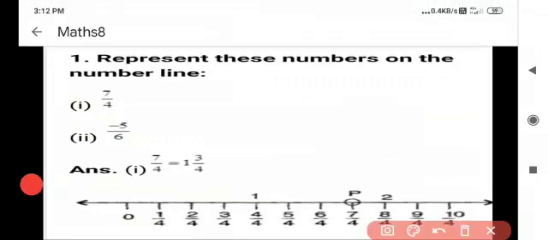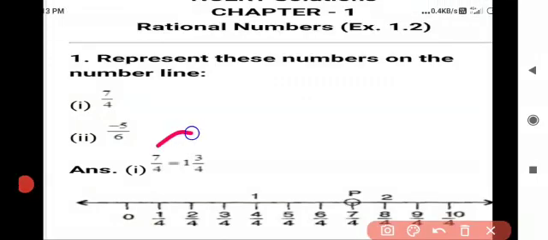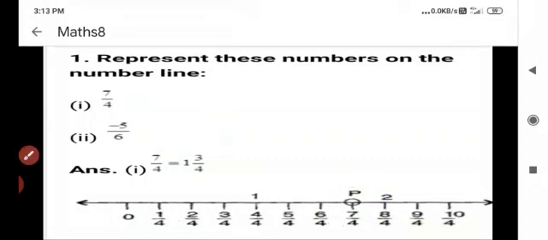Chapter 1, Rational Numbers, Exercise 1.2. Sum number 1: Represent these numbers on the number line, 7 by 4 and minus 5 by 6. 7 by 4 you can write as the mixed fraction 1 3 by 4. So the denominator is 4, you want to divide the numbers by 4. So 0 by 4, 1 by 4, 2 by 4, 3 by 4, 4 by 4 is 1, 5 by 4, 6 by 4, you can locate the 7 by 4 easily.